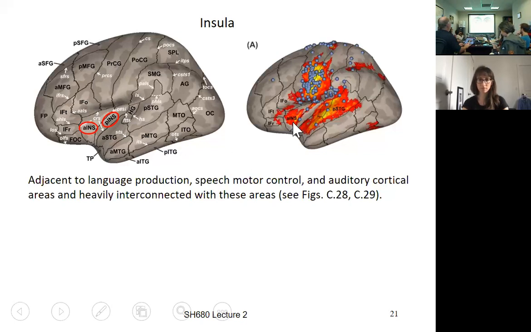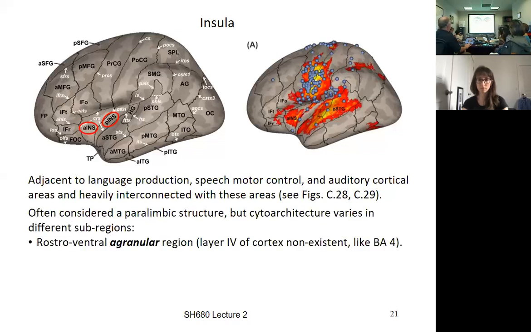Okay, the left anterior insula is the only place that causes this apraxia of speech. The right does not, and the right is less active during speech.